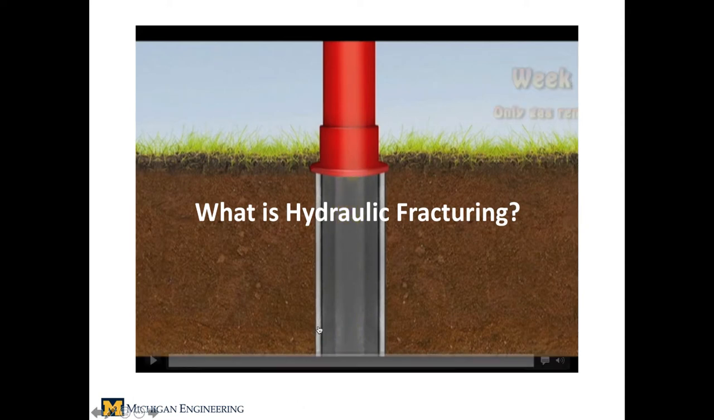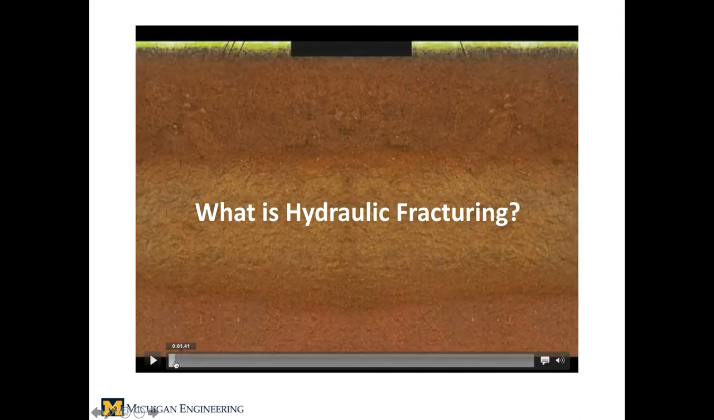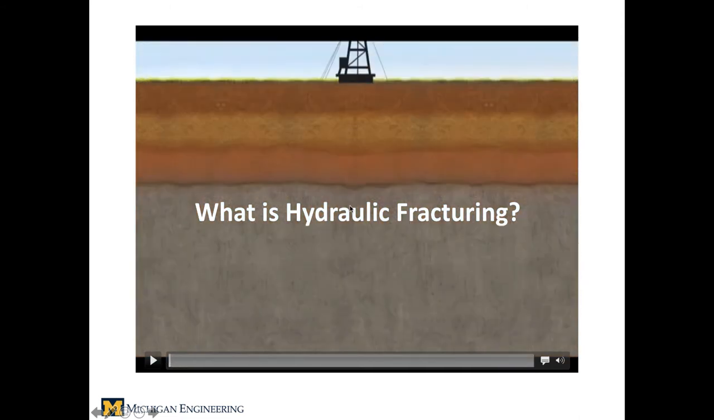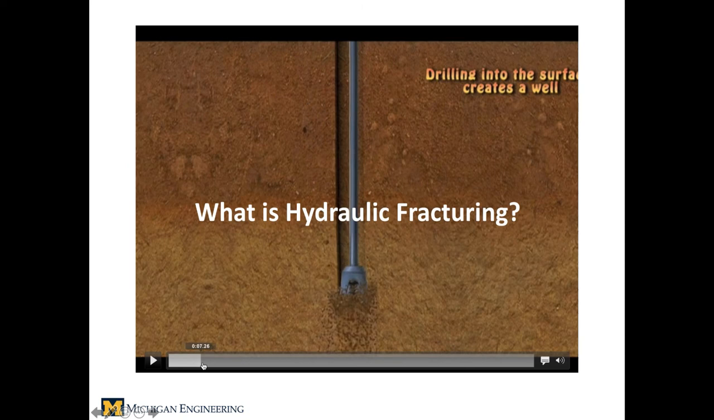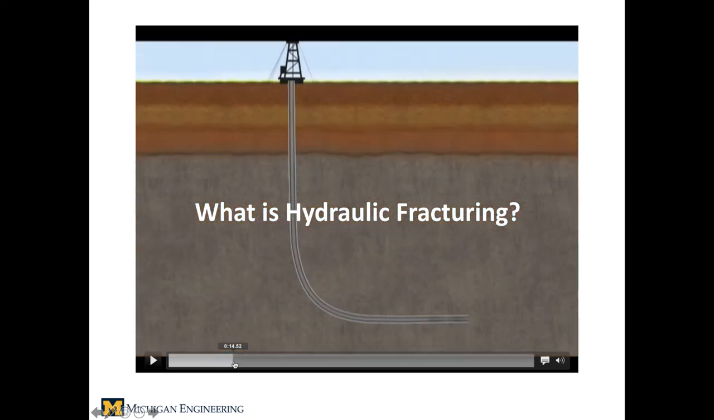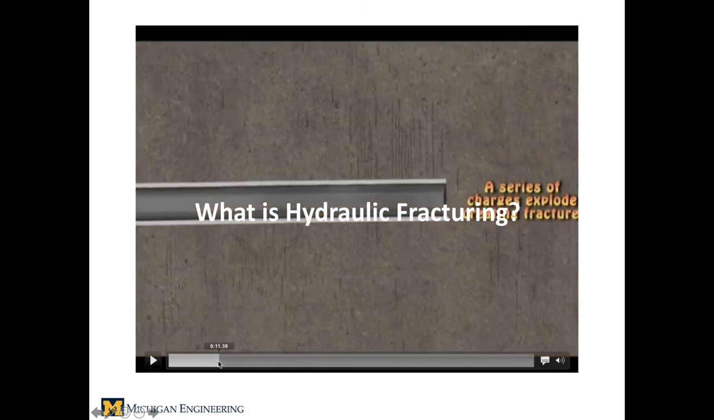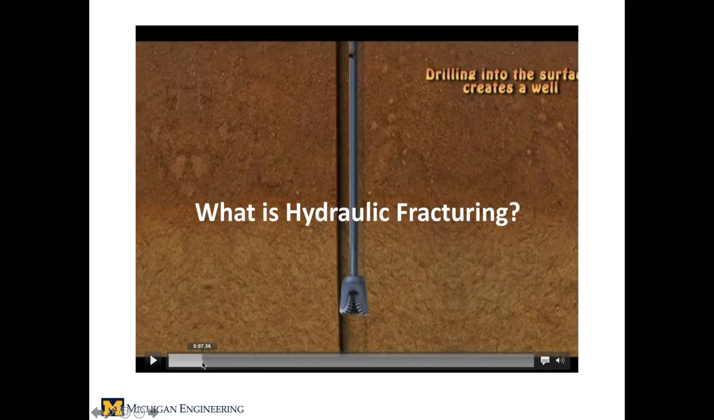Okay, so let me walk back through that now. So we're going to start at the beginning where we've got a rock in the subsurface that's an unconventional reservoir, high porosity, low permeability, and we're going to drill a well starting up here at the top. And as we play it through, without going into the details, just see that a well is drilled, and notice that the well is not 100% vertical.